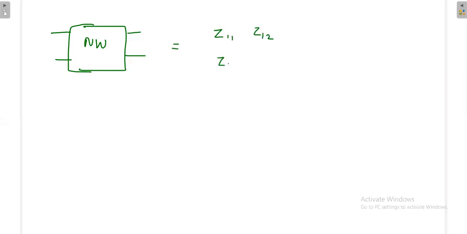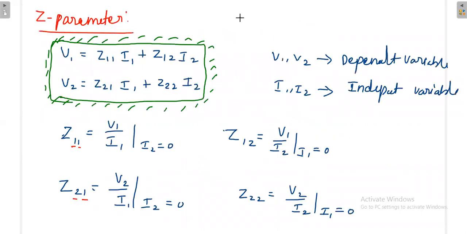already a network is given, some network is given. For this network I am defining the parameters finally, that is Z11, Z12, Z21 and Z22. Okay, so this is the parameter representation of the network. This network's characteristics are defined by this matrix. The parameters we can write as a matrix, because if you see here, this also you can represent as a matrix.